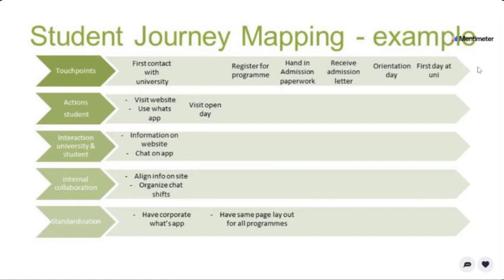So if you look at the first contact with the university, for instance, you could say, okay, we're using WhatsApp to do this. The student uses WhatsApp, and then there is a chat going on between the university and the student in the third row. For the internal collaboration, so that's what we have to do as an organization internally to make sure that we can have this chat on the app, the different departments have to organize chat shifts, so someone is actually responding to the chat.